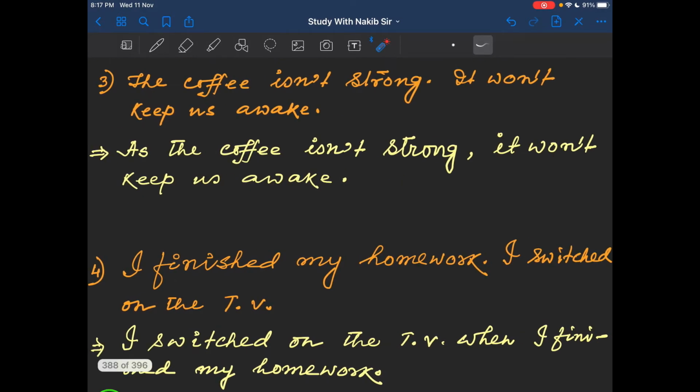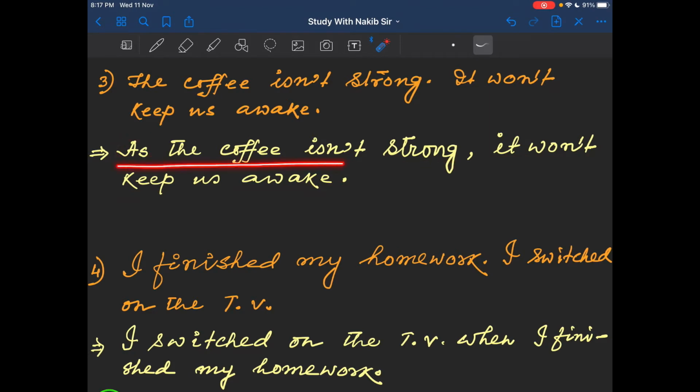Now see the third question. The coffee isn't strong. It won't keep us awake. See the relation. This is cause-effect relation. It won't keep us awake. This is the effect. And the cause is what? The coffee isn't strong. So combine these two sentences this way: as the coffee isn't strong, it won't keep us awake.